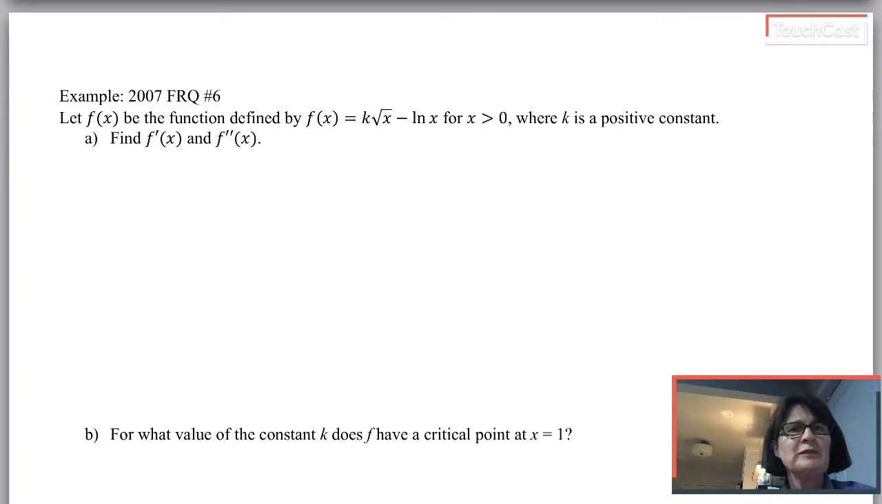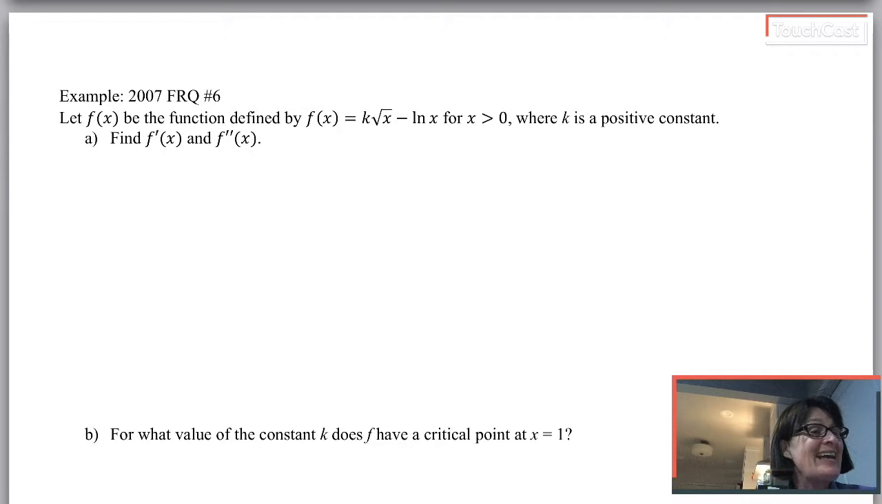So one more practice problem. You might recognize this function. We have a function f of x. It's defined in terms of a constant, an unknown constant called k. All we know is k is positive. But we can still take this derivative.